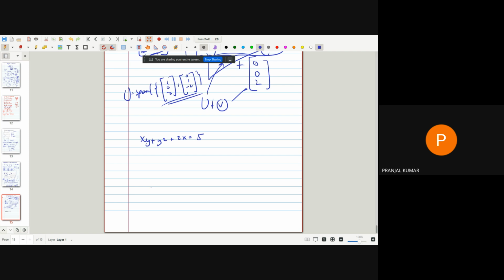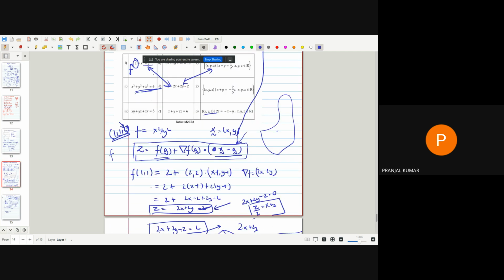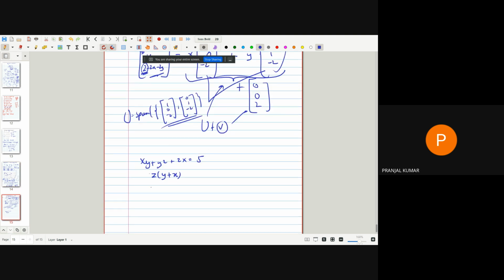Okay, then you have z times (y plus x). Fine, no problem, right? So z is equal to (5 minus xy) upon (x plus y). So at 1, no problem, right? I hope this is clear.